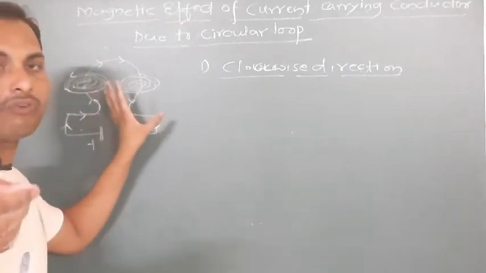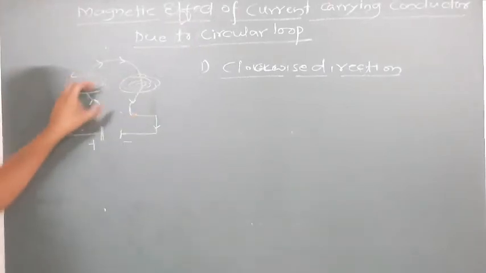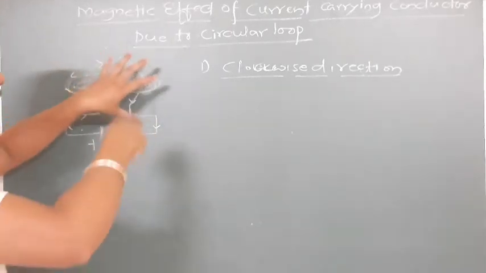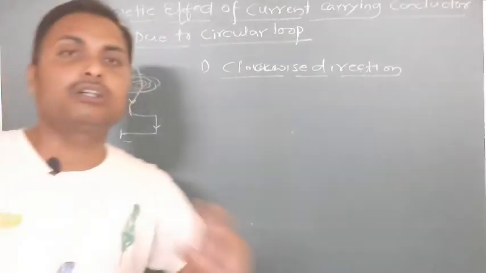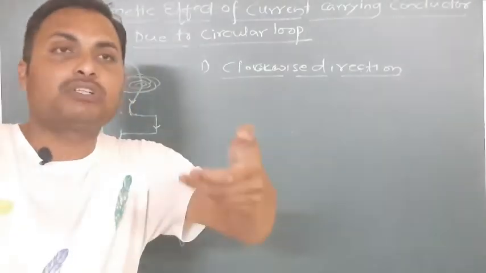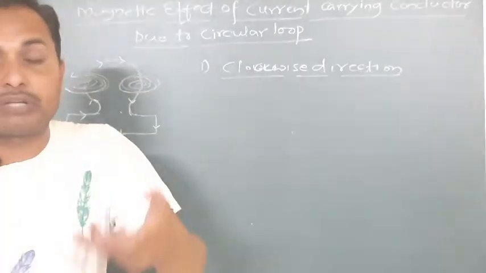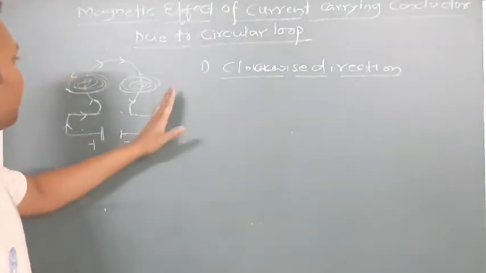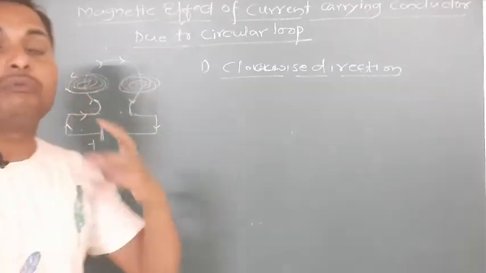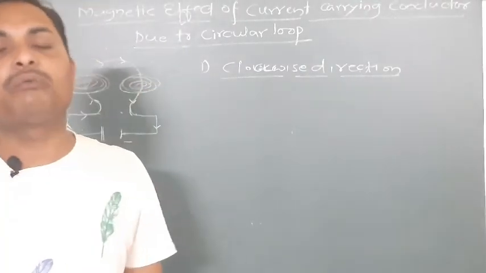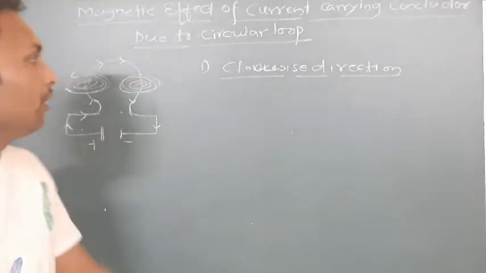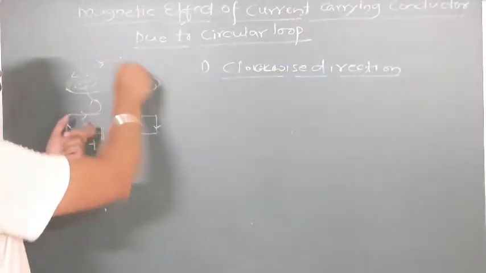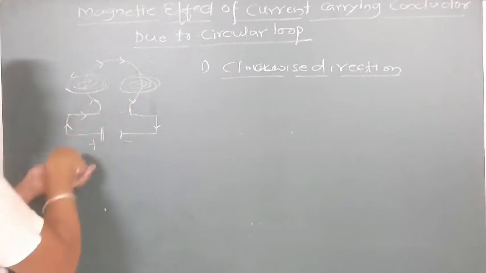How can we find the poles of this magnet? I said magnet because each and every part of the circular loop generates magnetic field, and after some time it behaves like a magnet. Then we don't know whether this is a south pole or a north pole, so we need to find the poles of this one. Here we have the clockwise direction first, where the current is flowing clockwise.